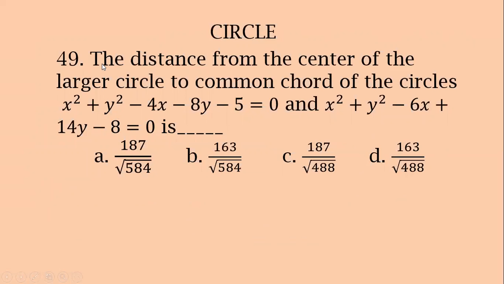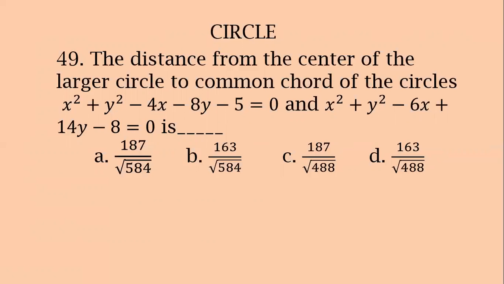Now 49. The distance from the center of the larger circle to common chord of the circles at these 2 circles is which one? That is, we have to be clear on our question, the given part. We have to find out the distance from center of the bigger circle, larger circle. We have 2 circles, so we have to find out the larger circle. And distance from that larger circle center to common chord. We have to find two things: the center of larger circle and common chord.